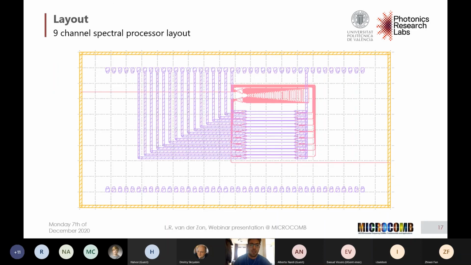And then to conclude, this is the basic layout of such a processor. As you can see, there's the AWG. The light gets split into the Mach-Zehnder interferometers with their thermal tuners, and then redirected again into the AWG, and then the combined signal is sent to the output. That's my presentation. If there are any questions, this is the time.